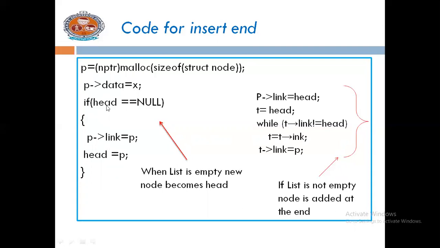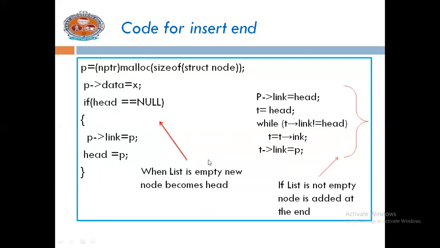Else, if the list is not empty, we need to add the new node P at the end of the list. So this node would be the last node. So in a circular linked list, the last node link part always points to head. So we are writing P of link equal to head. P of link points to head node.